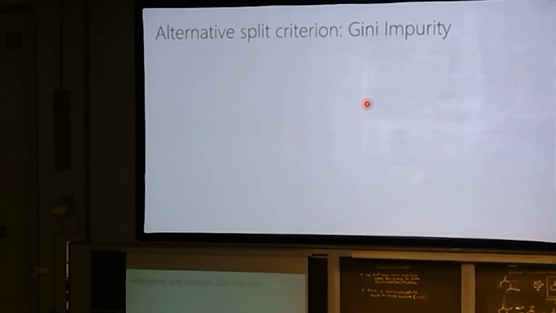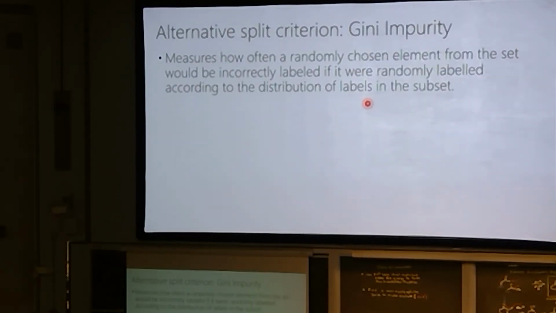And there's also an alternative that I'll just mention because it's also commonly used called the Gini impurity. And this is actually quite similar in some ways to the conditional entropy. It measures how often a randomly chosen element from the set would be incorrectly labeled if it were randomly labeled according to the distribution of labels in the subset. That's kind of a mouthful.